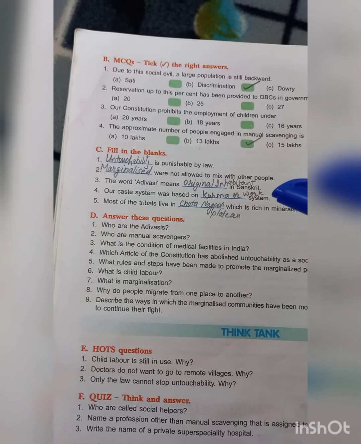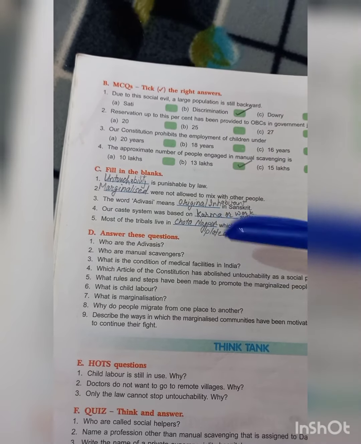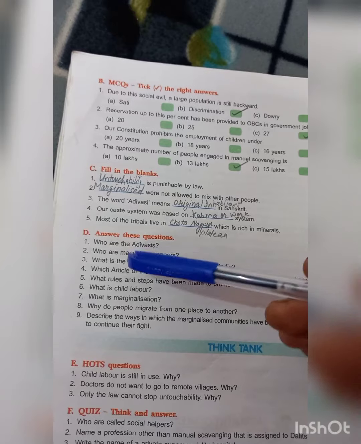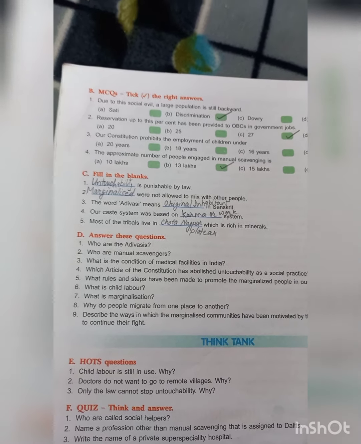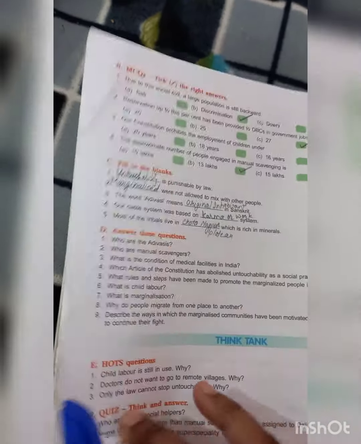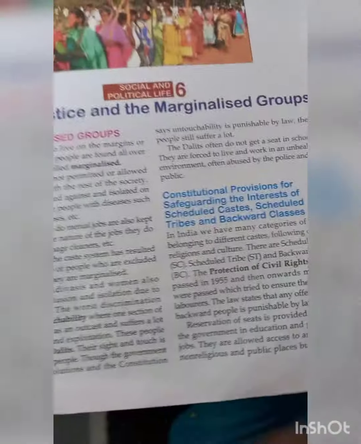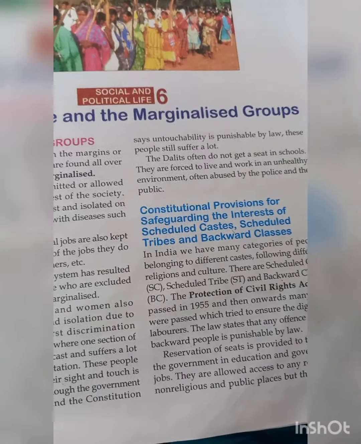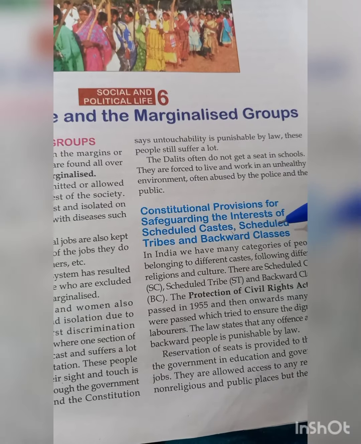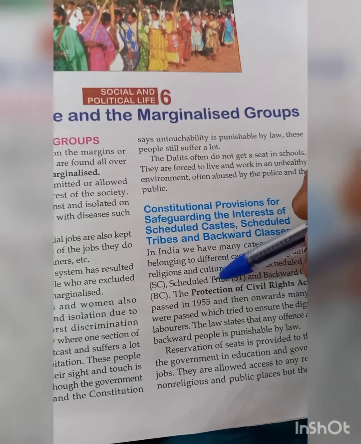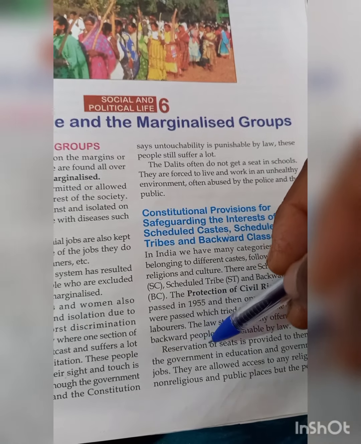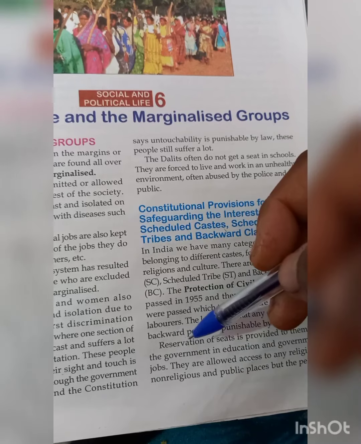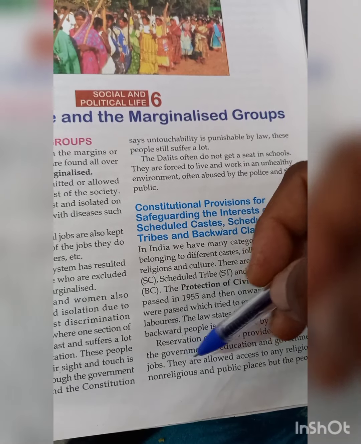So, question number 5. What rules and steps have been made to promote the marginalized people in our country? So we can say here, it is given on page number 197. The constitutional provisions for the safeguard of the interest of the scheduled castes and backward classes are written here. The Protection of Civil Rights Act was passed in 1955, and reservation of seats is provided to them by the government in education and government jobs.